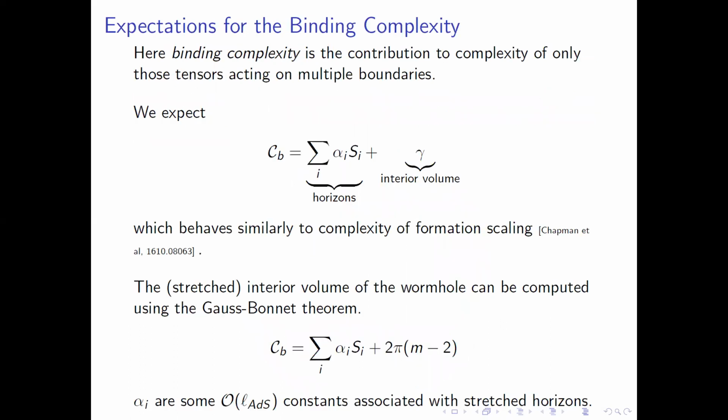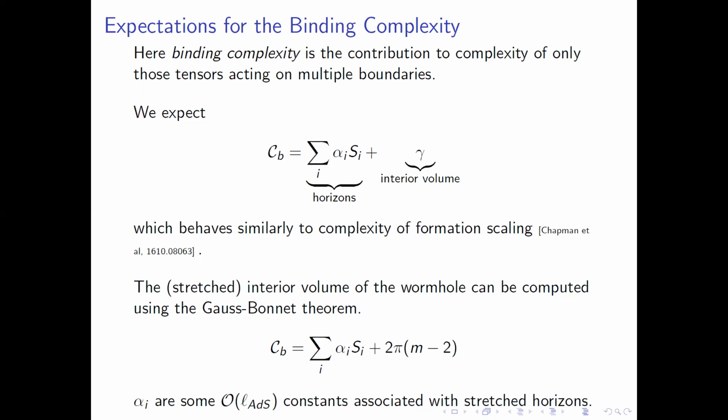So that's our expectation. For binding complexity, we expect that there will be a term proportional to the entropy by the Ryu-Takayanagi formula. We've exchanged the length of the horizon for the entropy S of the ith horizon. And there should be a constant term gamma that we say should correspond to the interior volume of the wormhole. And we should note that this is a similar scaling to complexity of formation.